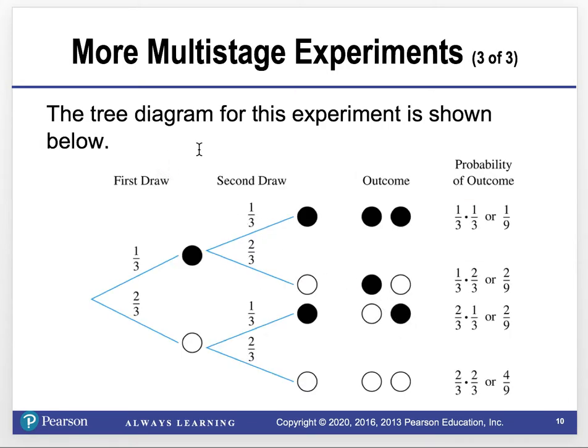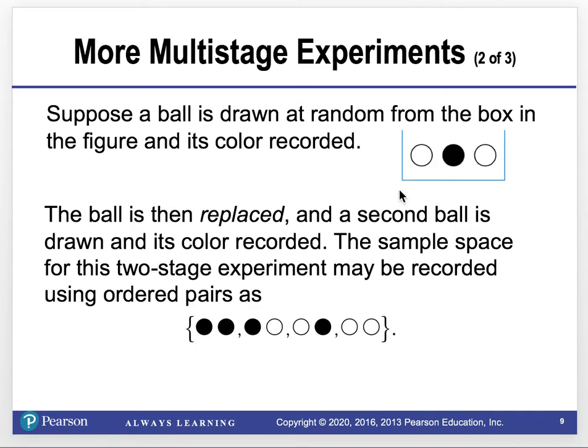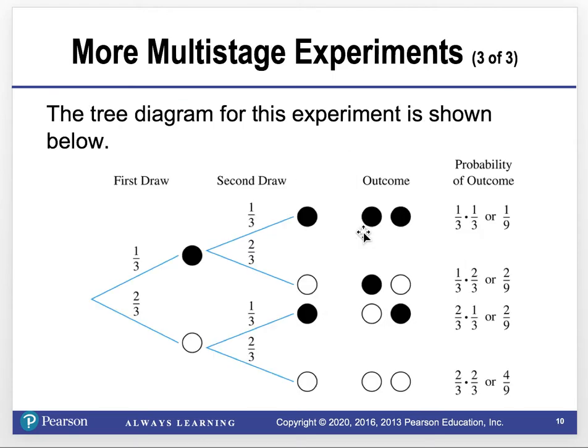Now this tree diagram for this experiment is shown below. Okay, so let's refresh our memory, the box has 2 white balls and 1 black ball. So on your first draw, it's a 1/3 probability you're going to get a black ball and 2/3 that it's going to be a white ball. I'm going to keep that over here. Here's what our box looks like from before.